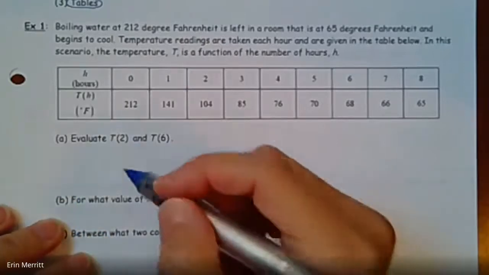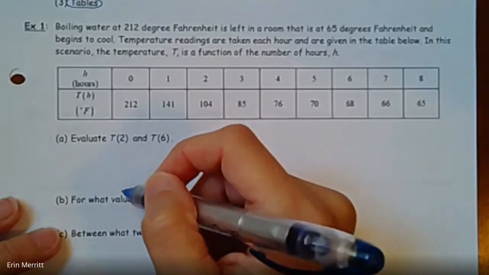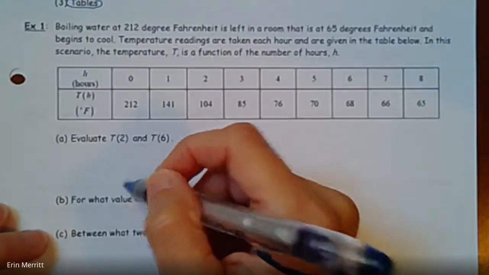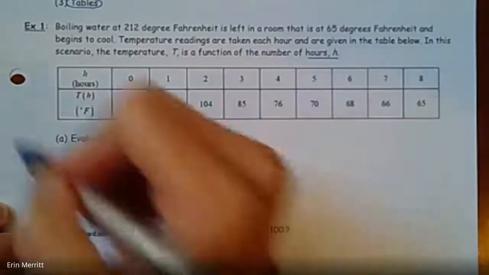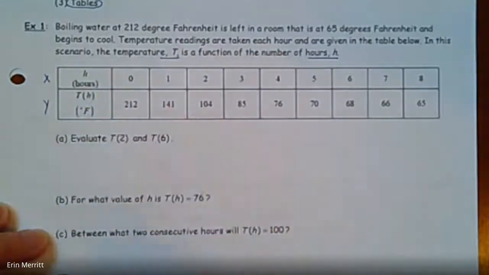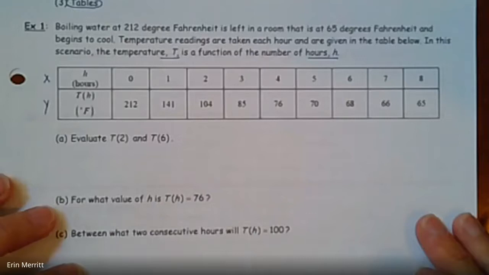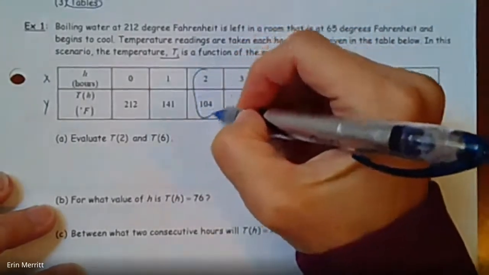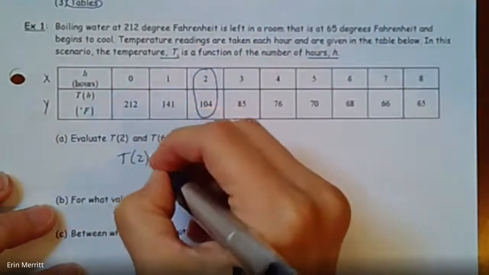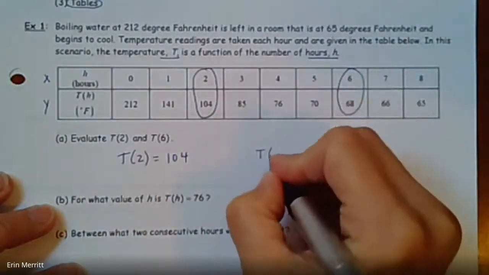So if it helps, you can always say f is a function of x, or y is a function of x. The number of hours H is like our x value, and our temperature T is like our y value. Sometimes it helps to see it there. When it says evaluate T of 2 and T of 6, they're simply saying what y values, in this case T values, match with each of these. So go over to 2. T of 2 equals 104, and T of 6 equals 68.